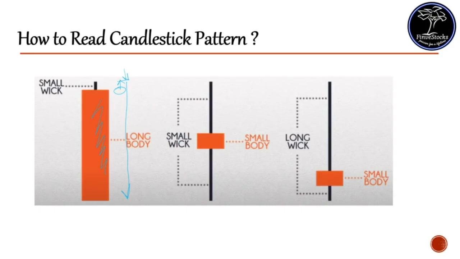Similarly, the small wick and small body show an indecision candle, and the third one is price rejection at higher level. So the buyers push the stock to a higher level and the sellers start pushing down to a lower level. This shows it's a bearish candle.